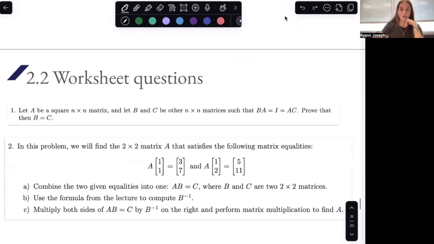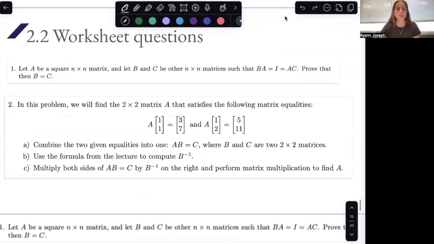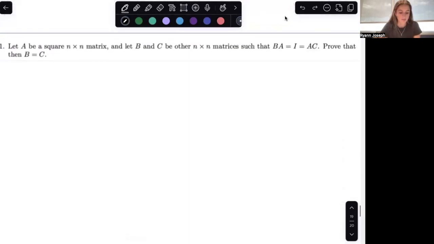Cool. So now just to discuss the worksheet questions. The first question is, let A be a square n by n matrix. We don't know what size it is, just n by n. Let B and C be other n by n matrices such that BA is equal to I equal to AC. Prove then that B is equal to C.